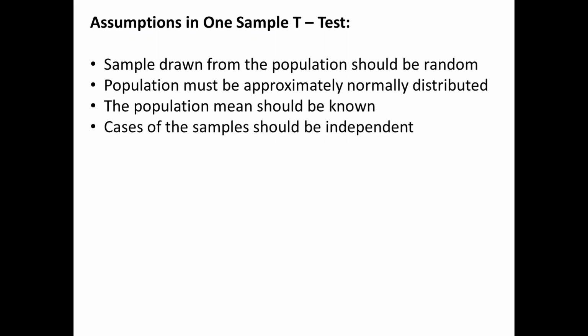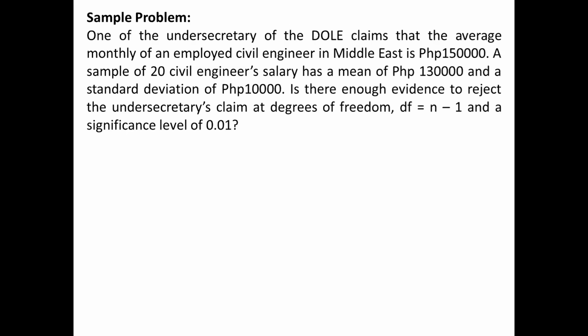Look at it. Assumptions in one sample t-test, para alam niyo kung kailan yan gagamitin. Sample drawn from the population should be random. Population must be approximately normally distributed palagi, parang sa t-test. The population mean should be known. The cases of the sample should be independent. Sample size should be less than 30. So, lagi kong binabanggit yan, less than 30. And let me show you a sample problem.